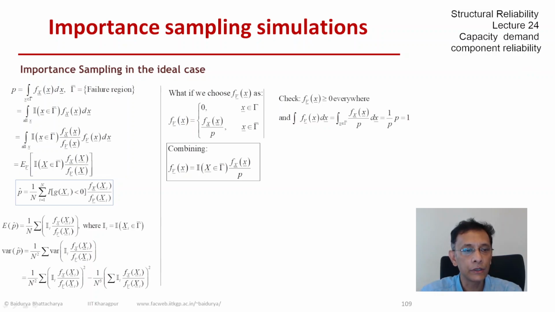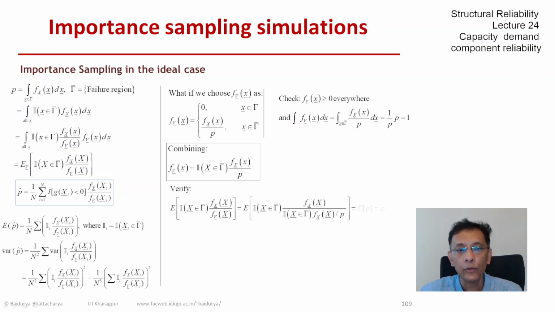Now let's just make sure that this way the expected value of I(x) f(x) by fv indeed gives us p. So let us just go through the steps. If we put the value of fv as we have defined just above, then indeed, we see that the expectation boils down to expectation of p, which p being a constant is p itself. So this way we actually are being true to the original setup of the problem.